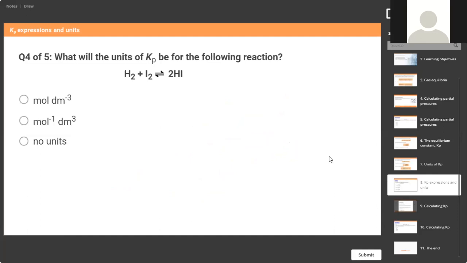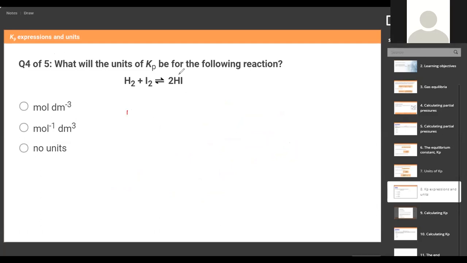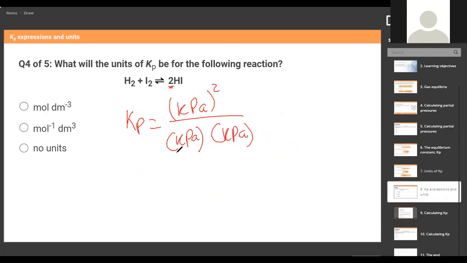What are the units of KP for the following reaction? Let's do exactly the same thing again. Let's write out KP here. We've got 2 HI up at the top, so we're going to have kilopascals to the power of 2. We've got H2 and I2, so it's just kilopascals multiplied by kilopascals. They cancel each other out, so we will have no units. Again, it won't be moles because this is KP. If it's KC, we'd be looking at moles, but we're not. So it'll be no units because they cancel out anyway.